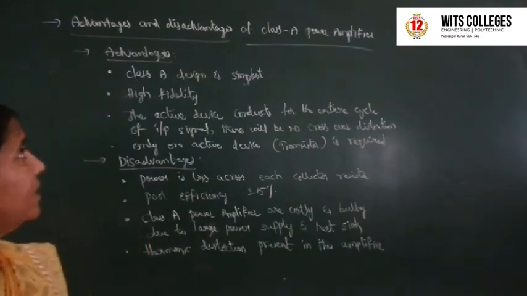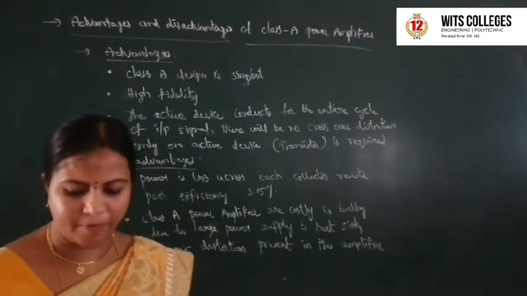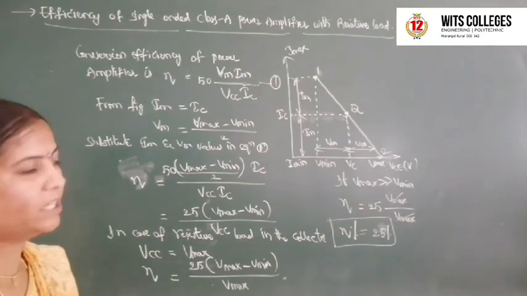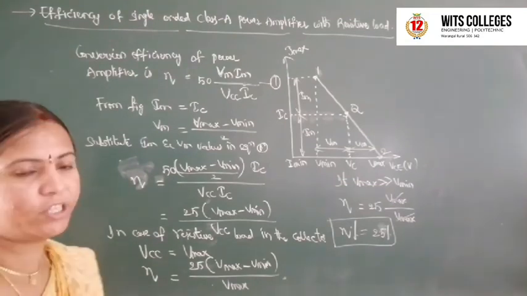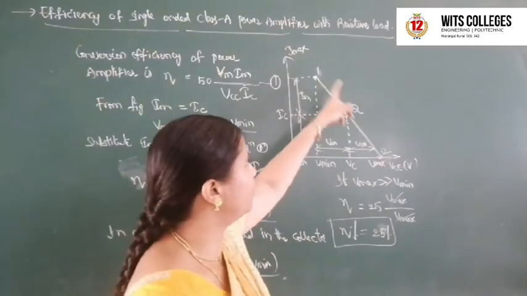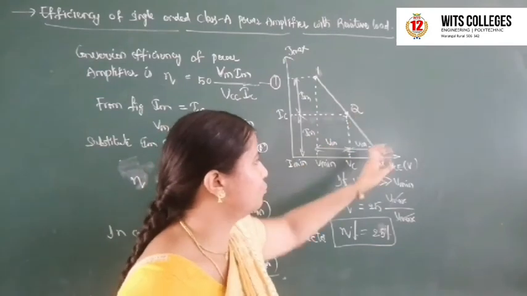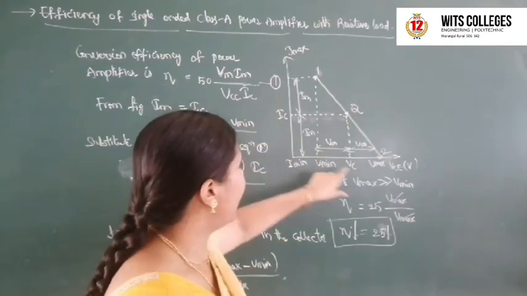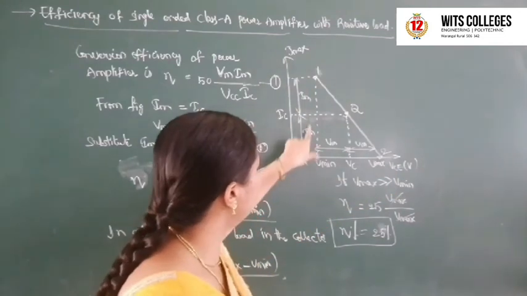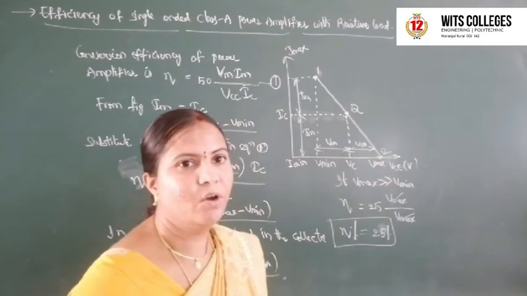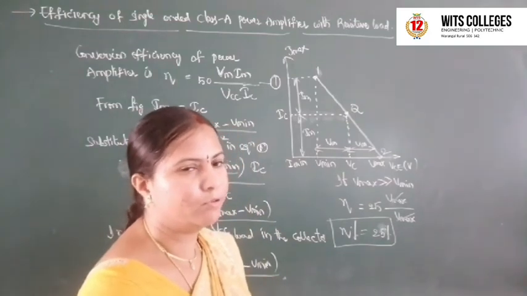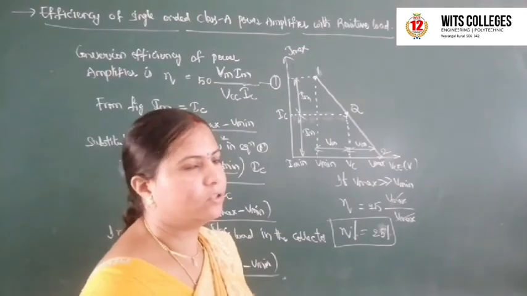So these are the advantages and disadvantages of the class A power amplifier. Now the efficiency of a single-ended class A power amplifier with resistive load: we have to calculate it. From this figure, the distance from 1 to Q is equal to Q to 2. Here IM and VM represent the peak values of the collector current and voltage of the power amplifier.